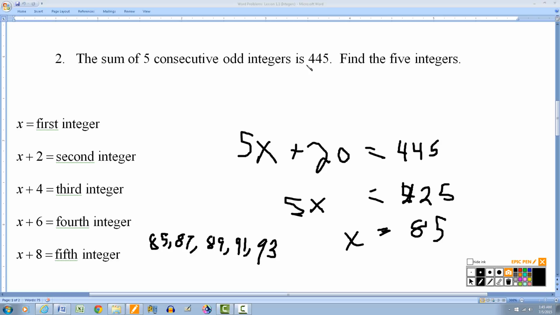Okay, so I'm going to continue with word problems again. I'm going to go from basic ones like these to a little bit more difficult ones, with different strategies.